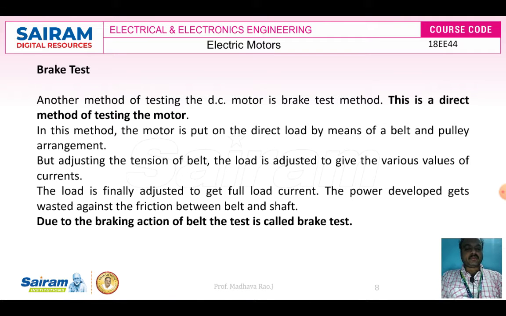In this method, to apply the load we will use a belt and pulleys arrangement. In the next slide, I will show how the arrangement is made. By adjusting the tension of the belt, we can apply the load on the motor, and the load is adjusted to give various values of current. By increasing the load, the current will increase. So that load will be applied on the DC motor.